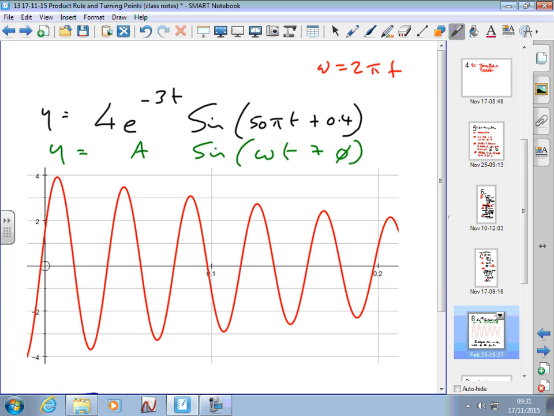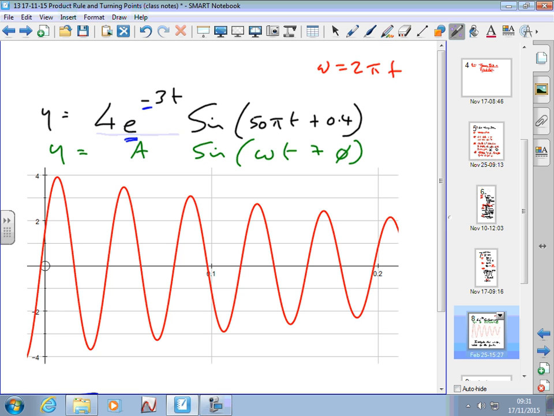This is the interesting bit though. T, time, that's along this axis here, so this is a time-dependent function. T appears more than once in the function, look. T also appears in the amplitude part of this wave. That's telling me that the amplitude is not constant. The amplitude is given by this function, 4 e to the minus 3t. That's an exponential decaying function.